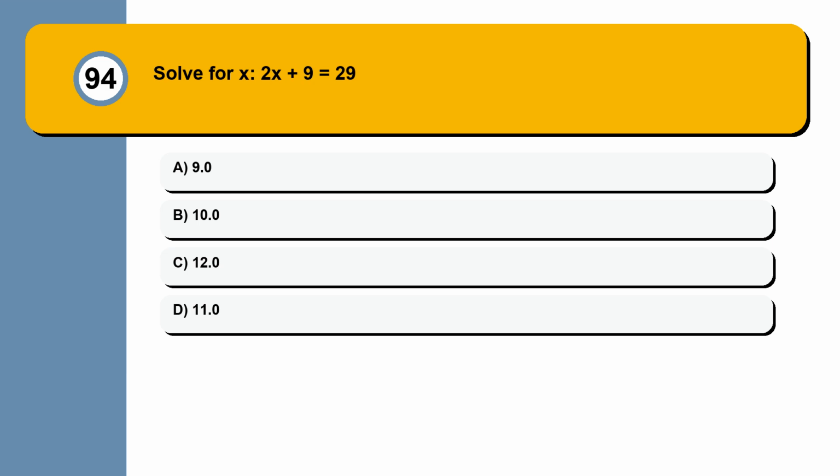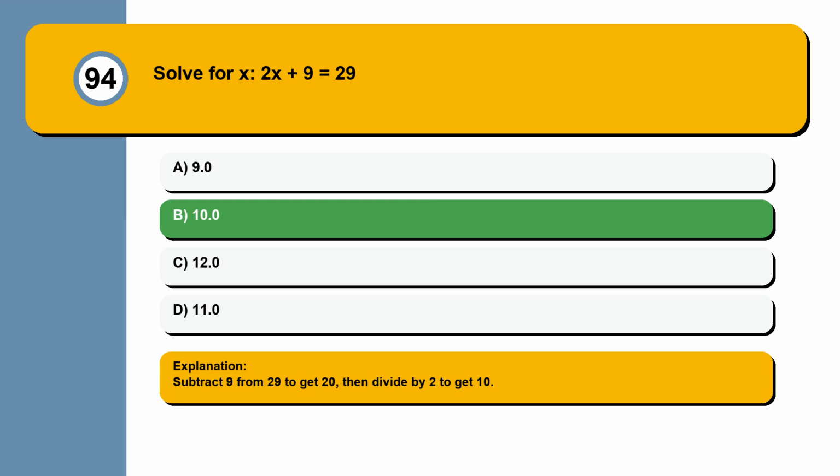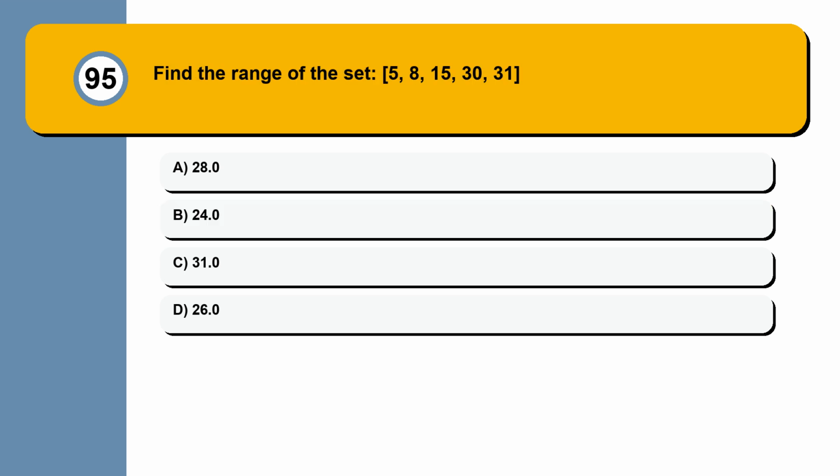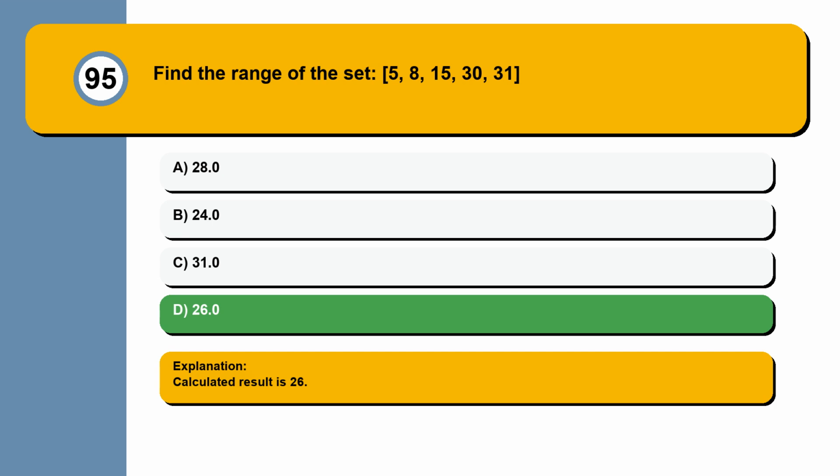Question 94. Solve for x: 2x plus 9 equals 29. Options: 9.0, 10.0, 12.0, 11.0. Subtract 9 from 29 to get 20, then divide by 2 to get 10. Question 95. Find the range of the set 5, 8, 15, 30, 31, 28.0, 24.0, 31.0, 26.0. Calculated result is 26.